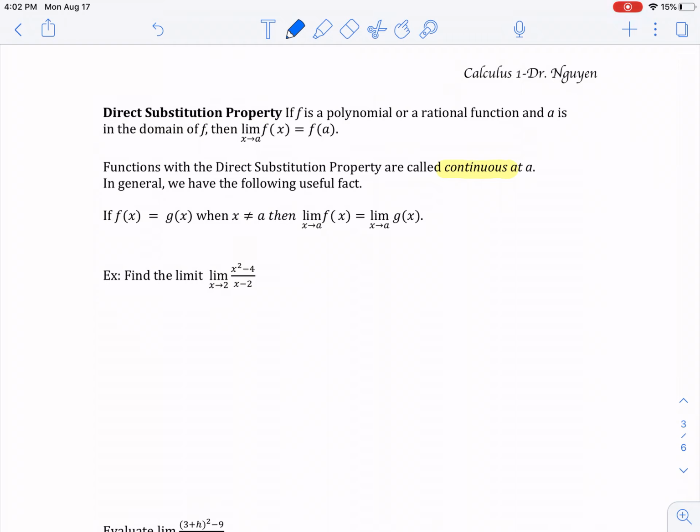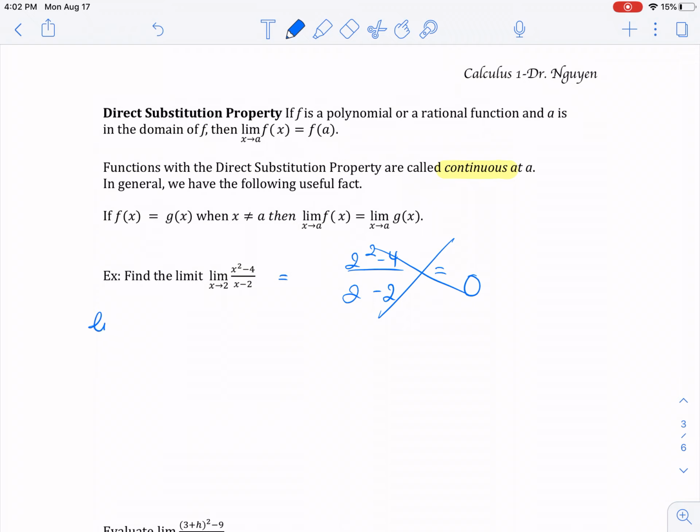So for example, now you have to be careful when it comes to rational, because if I do direct substitution for this one, I'm going to end up with a 0 on the bottom. So I have 2 squared minus 4, and then 2 minus 2. This is 0, right? This is a big no-no. So you want to simplify the function first.